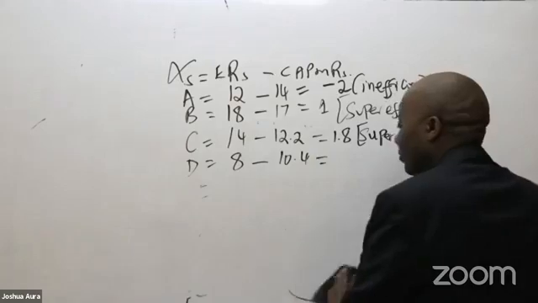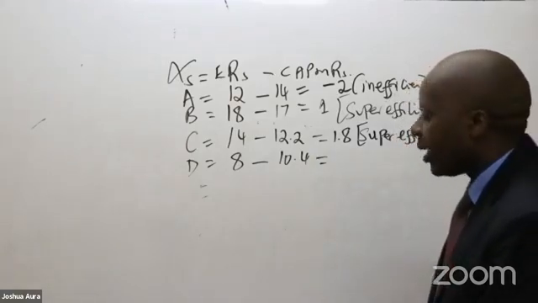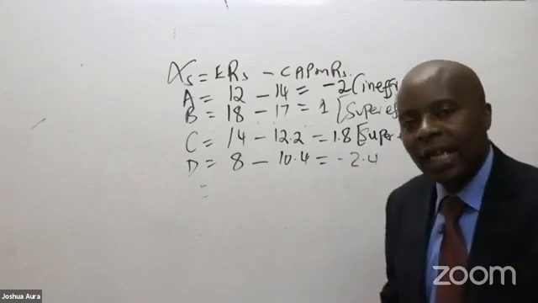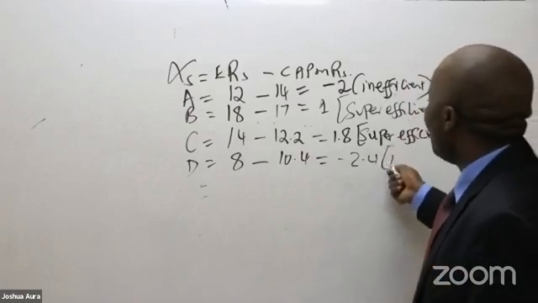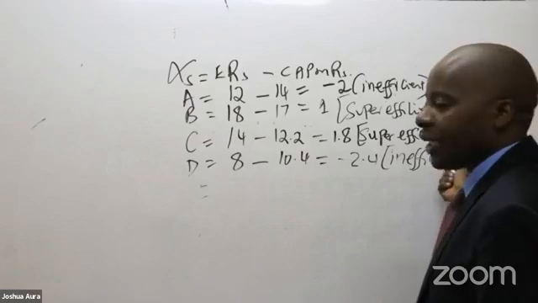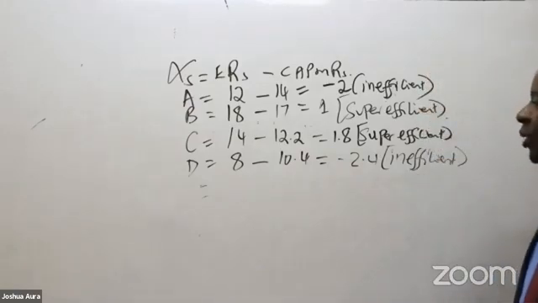8 minus 10.4, according to CAPM, we are supposed to be getting minus 2.4. And because I can see a loss there, a negative coefficient, it means that T is a security that is really so bad for us. It's a security which is inefficient.